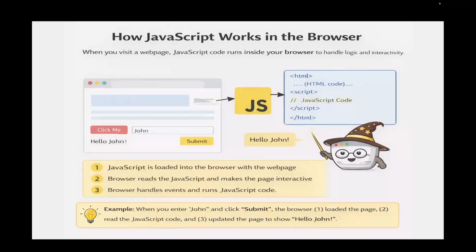How JavaScript works in the browser. When you visit a web page, JavaScript code runs inside your browser to handle logic and interactivity. So when you enter a name, John, and then click submit, the browser will load the page first and then read the JavaScript code. And lastly, it will update the page to show the result as Hello John.